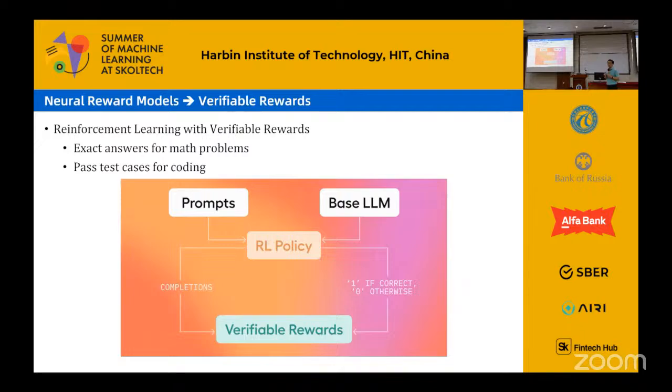Okay, so the success of DeepSeek R1 has somehow incentivized a new sub-area of reinforcement learning with verifiable rewards. By verifiable rewards, that means we do not really need to use a neural network based reward model. We don't need to train the reward model. We just use simple rules to define reward, like whether it is the exact answer for math, or whether the generated code can pass the test cases. So this topic has become very popular, especially in the past several months.